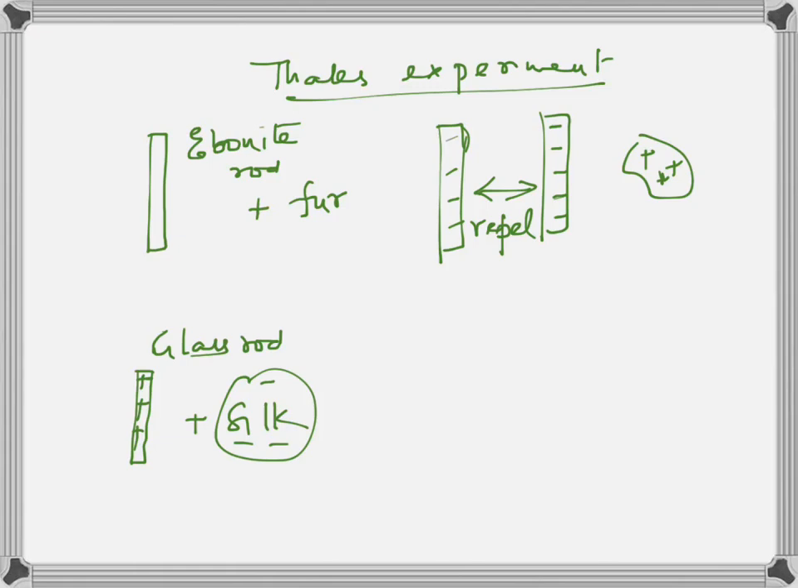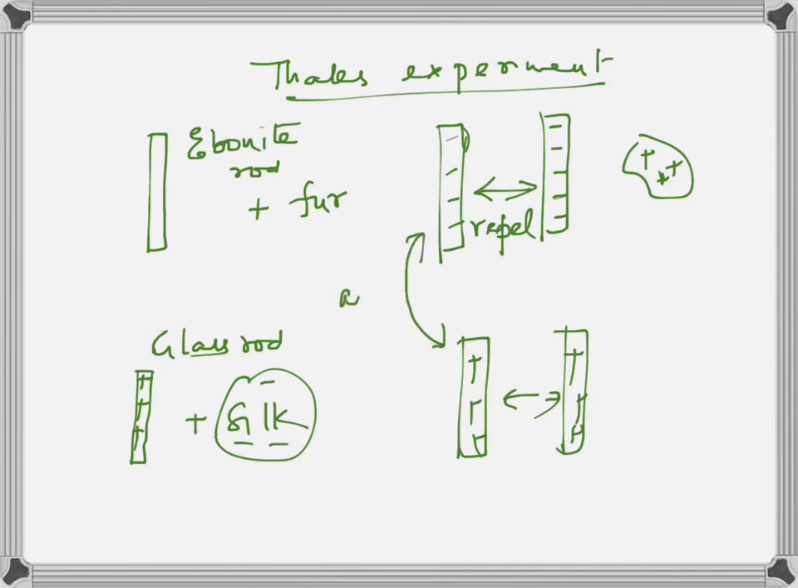Now when they brought two such glass rods, they also repelled. So they thought there is something called charge, which is there on ebonite rubbed with fur, which is also there on glass rod rubbed with silk. Okay, and these charges repel. That is what they came to the conclusion. But they did not only that. They brought this ebonite and this glass rod together and they were found to attract.